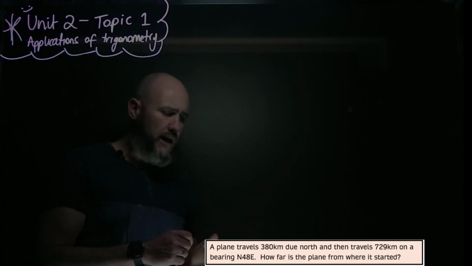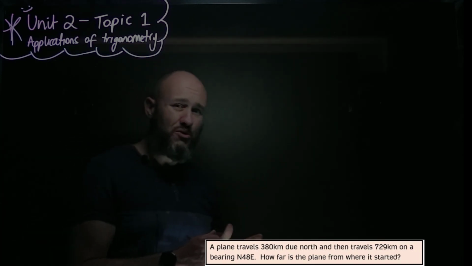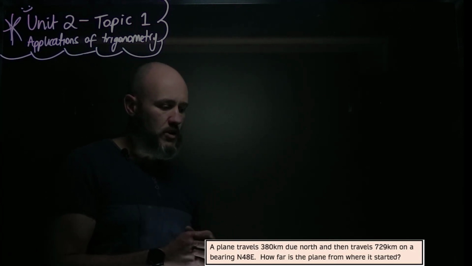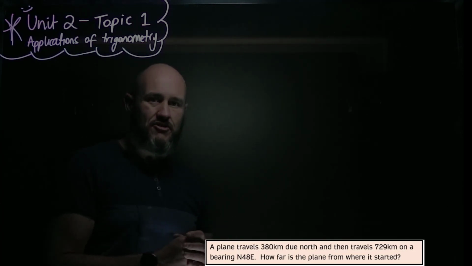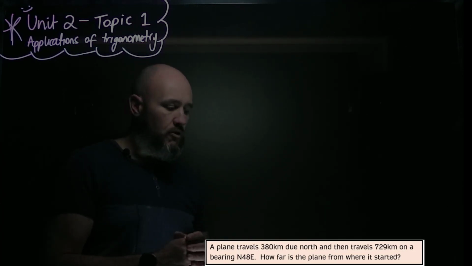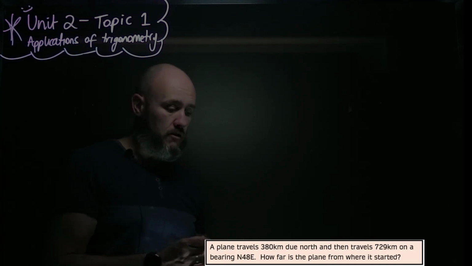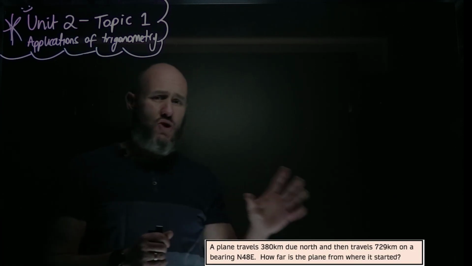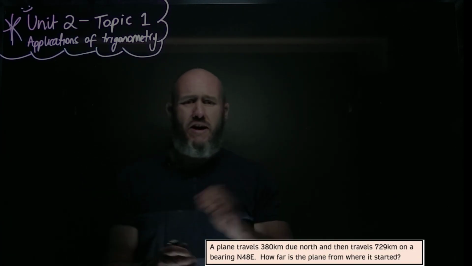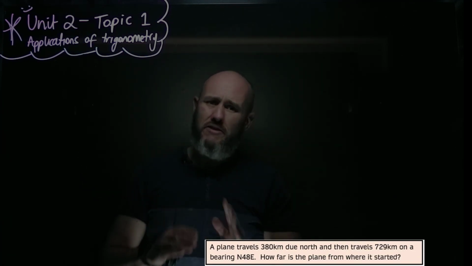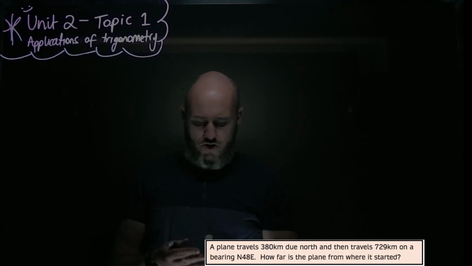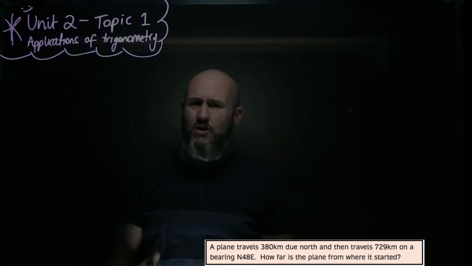Okay, so a plane travels 380 kilometres north and then travels 720 kilometres north 48 degrees east. So we're given that information and we want to find how far away from where it started is the plane. So this is going to be diagram, bit of trig and a pretty easy solution, but it all comes out of the interpretation. And the interpretation for bearings problems comes with a good diagram.